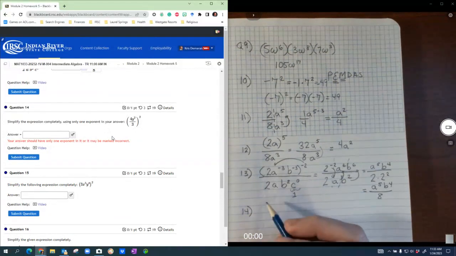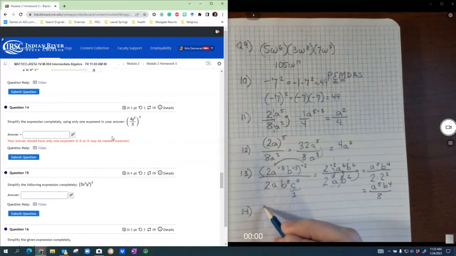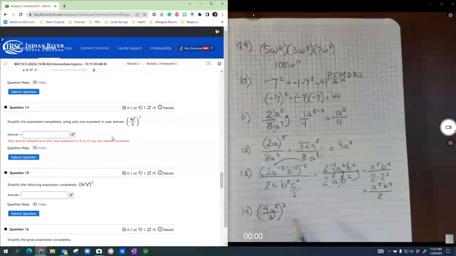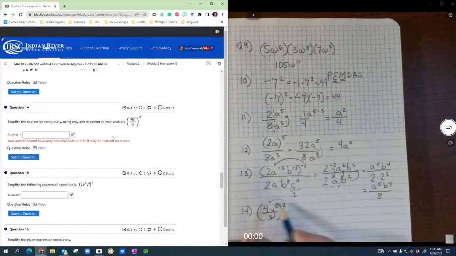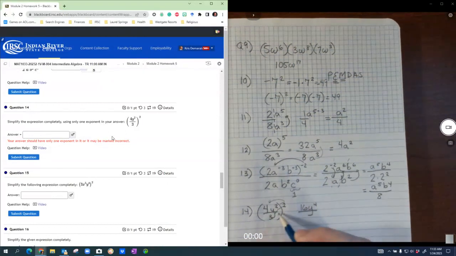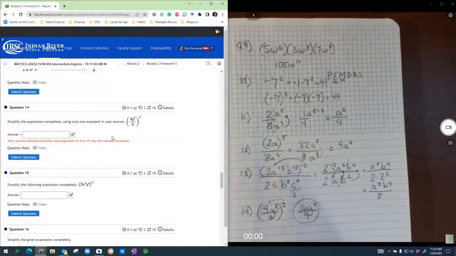Number 14. Now it says simplify the expression completely using only one exponent in all of your answers. Okay, so now we have this. So we have to go ahead and distribute this out to this, distribute out to this, and this, right? It's like the power rule, what we talked about earlier. All right, now 4 to the 2nd power is 16. Y to the 2nd, raised to the 2nd power is y to the 4th. And then 3 to the 2nd power is 9. I can't simplify that any further. There's my answer.